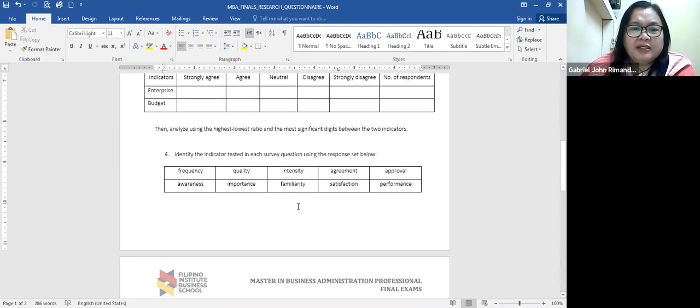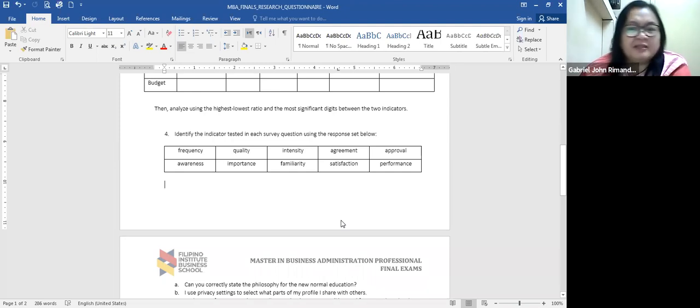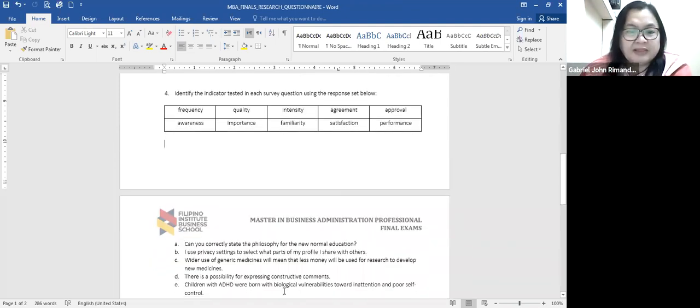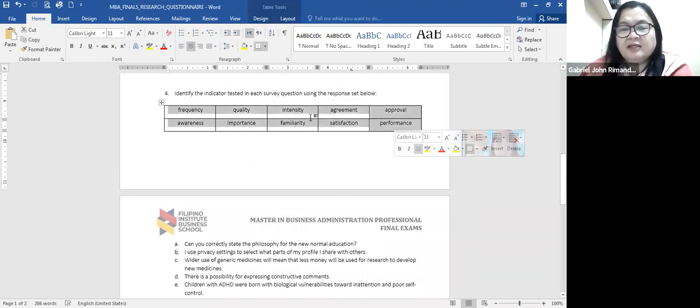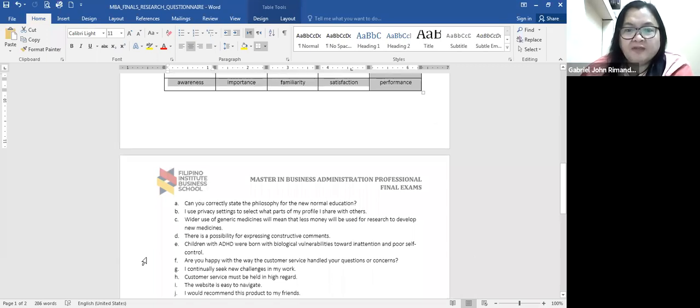Okay, number 4 is identify the indicator tested in each survey question using the response set below. So remember, when I presented the Likert scale, do you remember the Likert scale, there are 10 indicators. Frequency, quality, intensity, agreement, approval, awareness, importance, familiarity, satisfaction, and performance. You still have the Likert scale. I shared that with you in the PowerPoint last week, or if not, I will send it again to you.